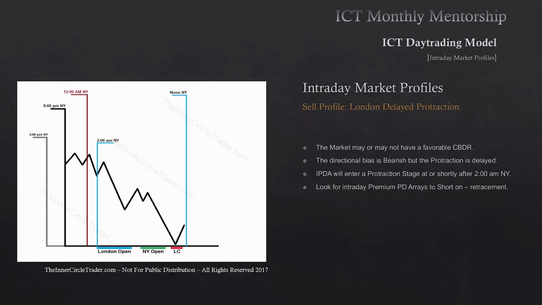Draw a vertical line at 2 a.m. Wait for a retracement higher. That will be IPTA's protractionary stage. It will not want to make a higher high, and price will go to a premium PD array, bearish order block, a fair value gap or liquidity void, and then you will be selling short on the day.